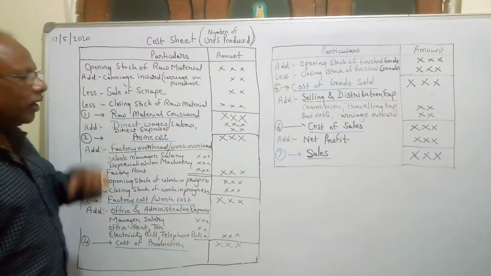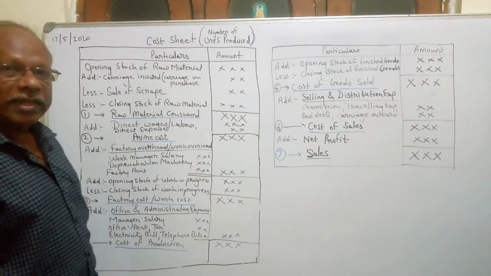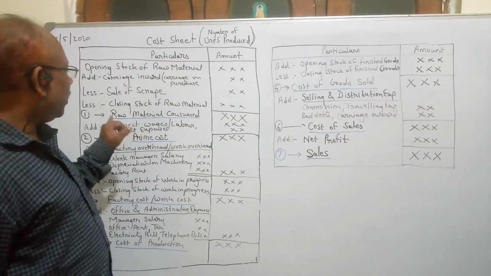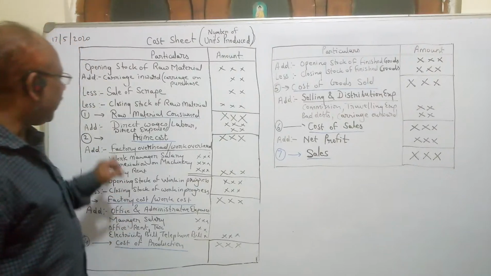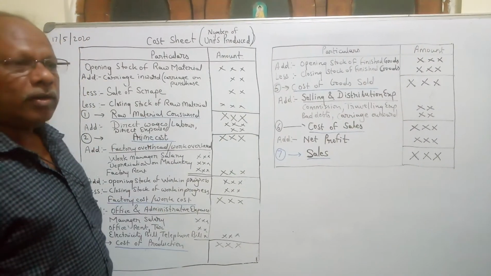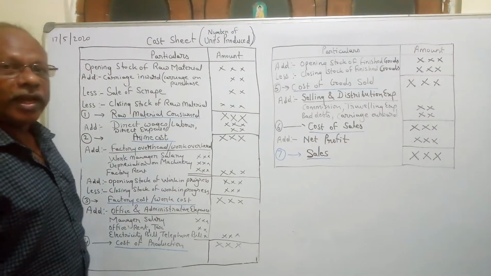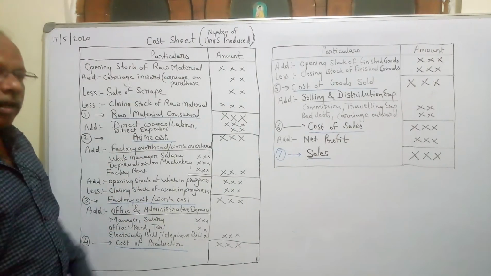So in raw material consumed, if we add direct labor or direct wages or direct expenses, then we get prime cost. Prime cost is important to calculate and analyze the different costing ratios. So we get prime cost after adding labor.